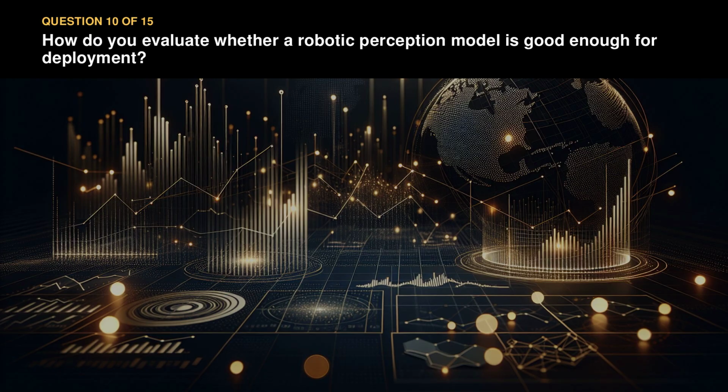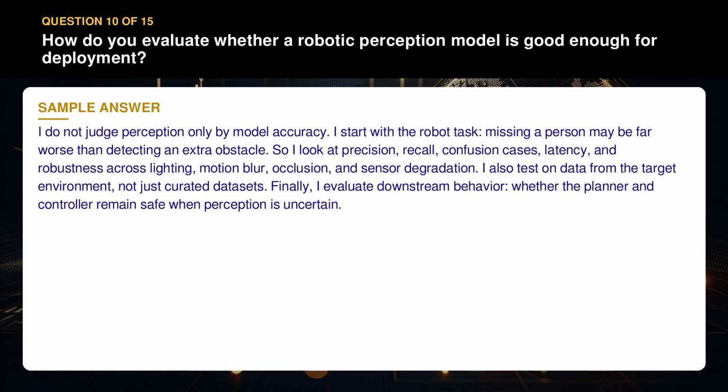Question 10. How do you evaluate whether a robotic perception model is good enough for deployment? I do not judge perception only by model accuracy. I start with the robot task. Missing a person may be far worse than detecting an extra obstacle. So I look at precision, recall, confusion cases, latency, and robustness across lighting, motion blur, occlusion, and sensor degradation. I also test on data from the target environment, not just curated datasets. Finally, I evaluate downstream behavior, whether the planner and controller remain safe when perception is uncertain.